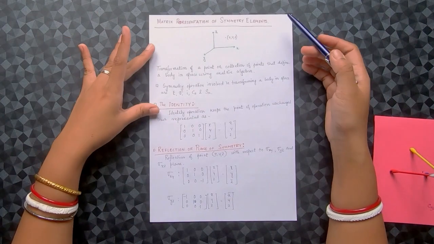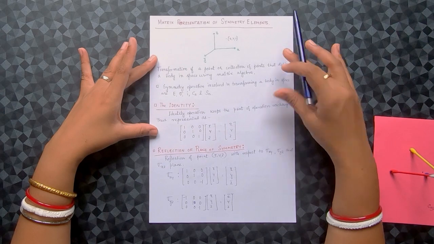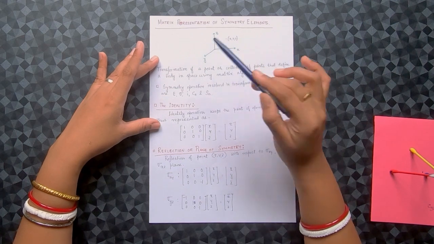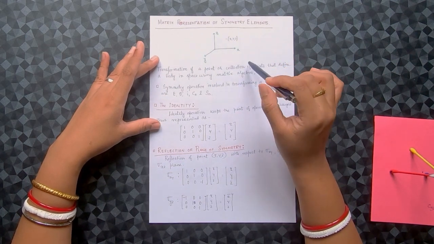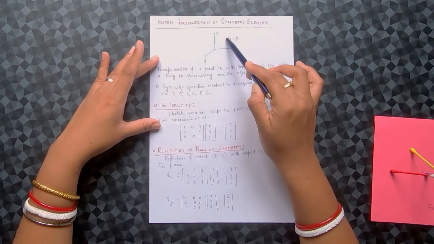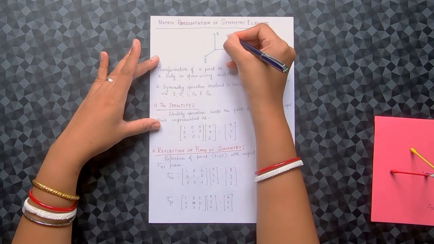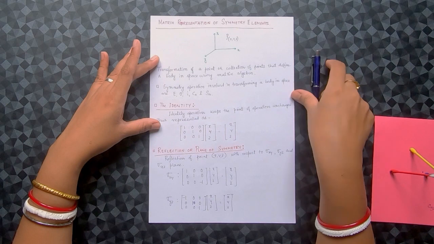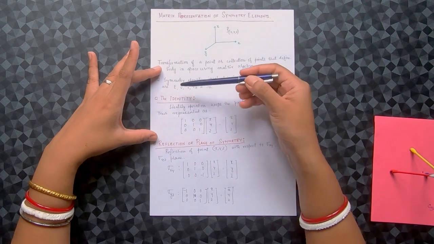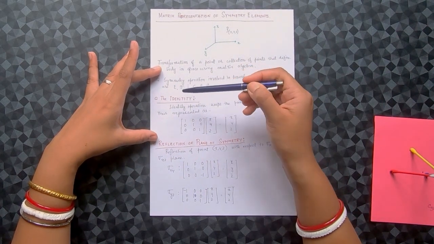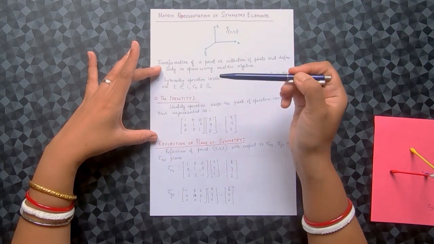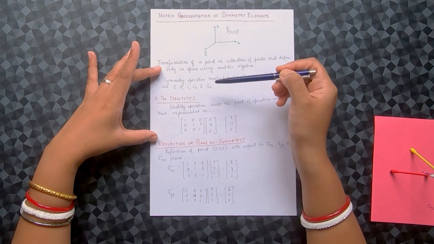This is the matrix representation of symmetry elements. For any matrix representation, first of all we have to choose a point and 3 coordinate axes, x, y, z, and one point I have denoted, that is this point. Let's say point P at x, y, z coordinates. Now we have already encountered 5 symmetry operations. Those are E, identity, sigma, plane of symmetry, i, center of inversion, Cn, proper axis of symmetry, and Sn, improper axis of symmetry.